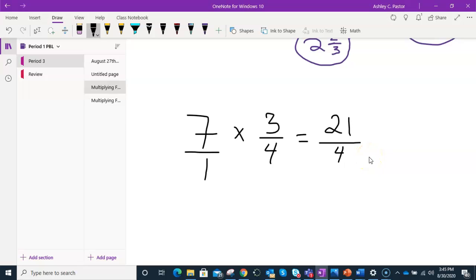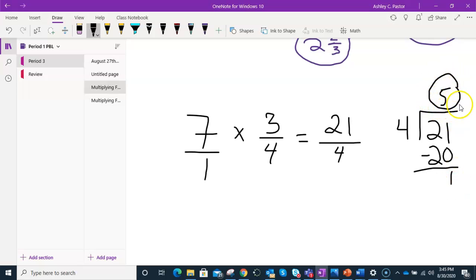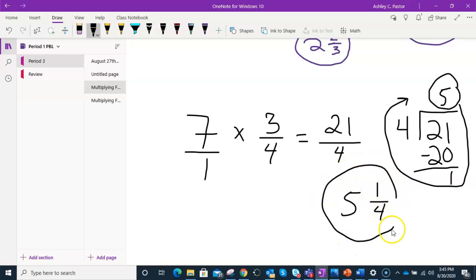But if they ask me to turn it into a mixed number, I'm just going to divide. So that 21 goes inside the box, this 4 goes on the outside, and then 4 goes into 21 5 times. So then under here I'm going to put 20 because 4 times 5 is 20. And I'm going to subtract, I'm going to get 1 as the remainder. So this right here is going to be my whole number, and I'm going to do this giant circle here where the 1 is the remainder, which moves to my numerator, and this 4 is going to be my denominator. So here I have 5 and 1/4. And that would be the final answer.